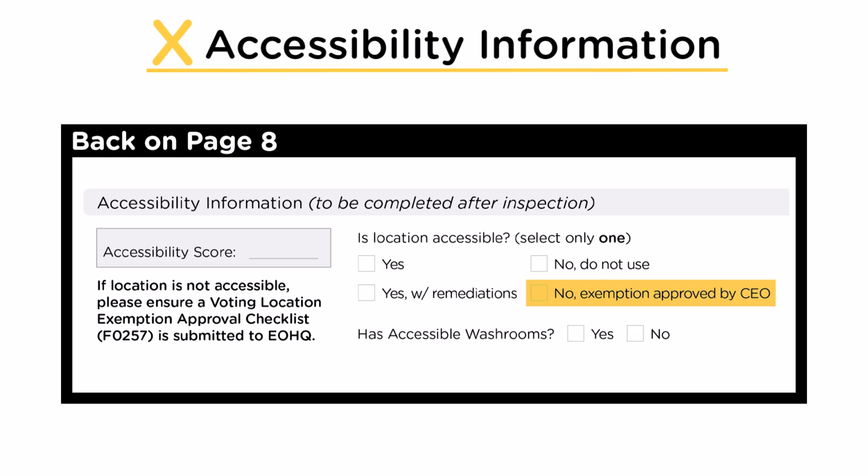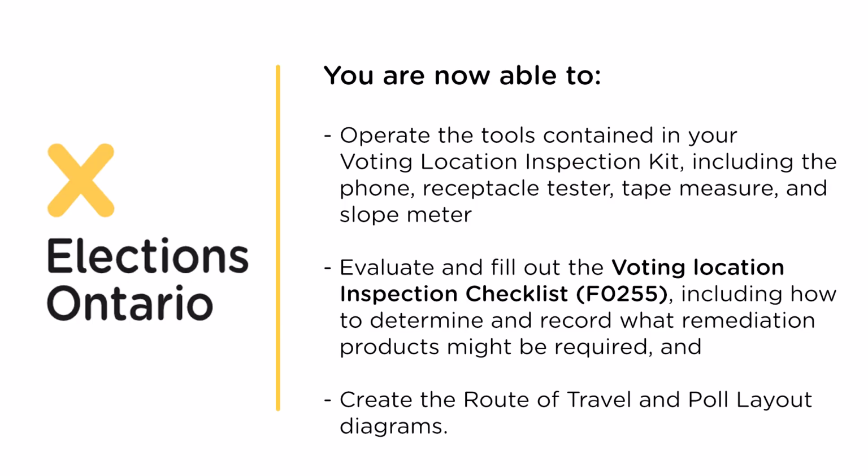No, exemption approved by CEO, indicates the voting location fails one or more of the mandatory accessibility criteria, but you have submitted an exemption request F0257 and it has been approved by the CEO. You only record this once an approved exemption has been received. A copy of the approved exemption request needs to be attached to the location's completed checklist. Finally, you will indicate if the location has accessible washrooms. After the inspection, provide the completed checklist to the returning officer for review and data entry.